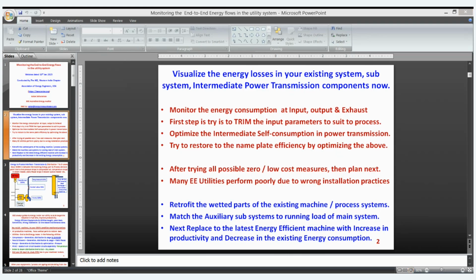We are trying to visualize the energy losses in your existing system, subsystem, and intermediate power transmission components in the utility system. Normally, we try to visualize the utility not as a single unit, but as a system by itself. Let us say it is a compressor or a blower or a pump or anything: the input, the central processing stage, and the output system.